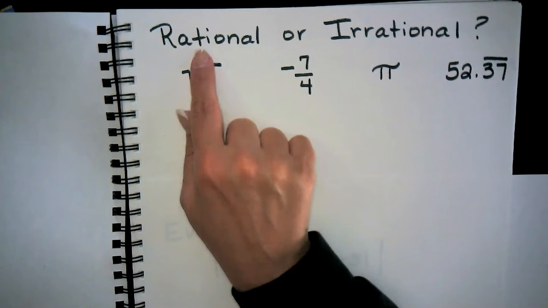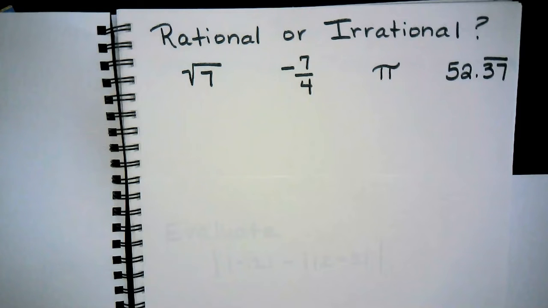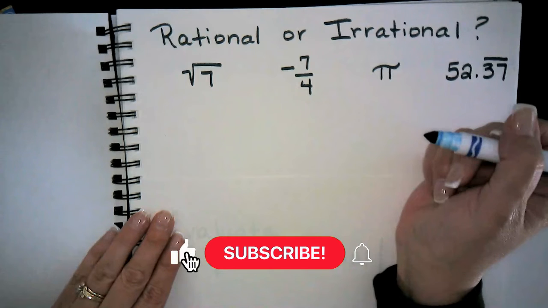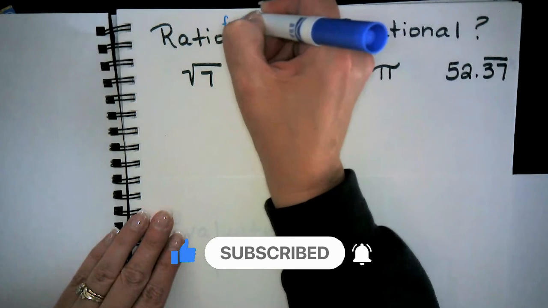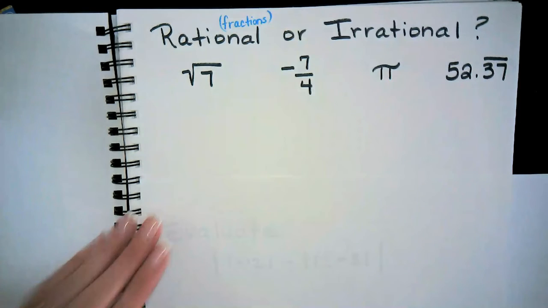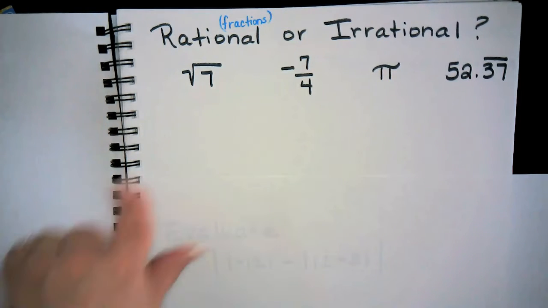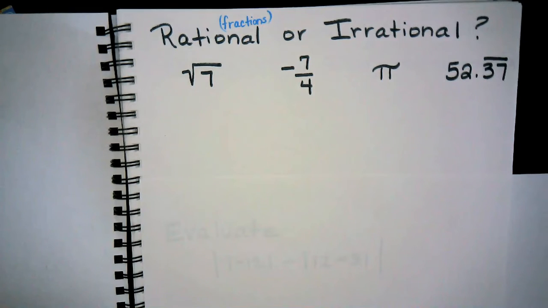Friends, in this video, we're going to be looking at rational numbers or irrational numbers. I've got a set of 4 numbers here that we want to classify as rational or irrational. Now, those words may be new to you, so I want you to think of rational as fractions. That can be a little deceiving because fractions don't always look like fractions, because really we're talking about any number that could be written as a fraction.